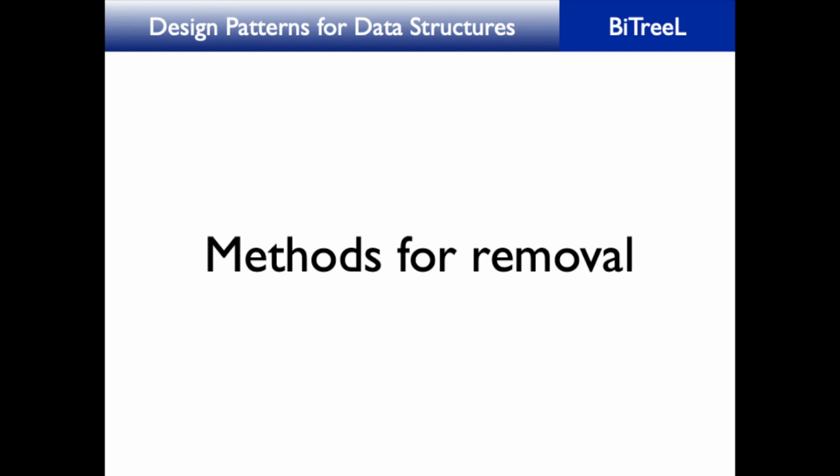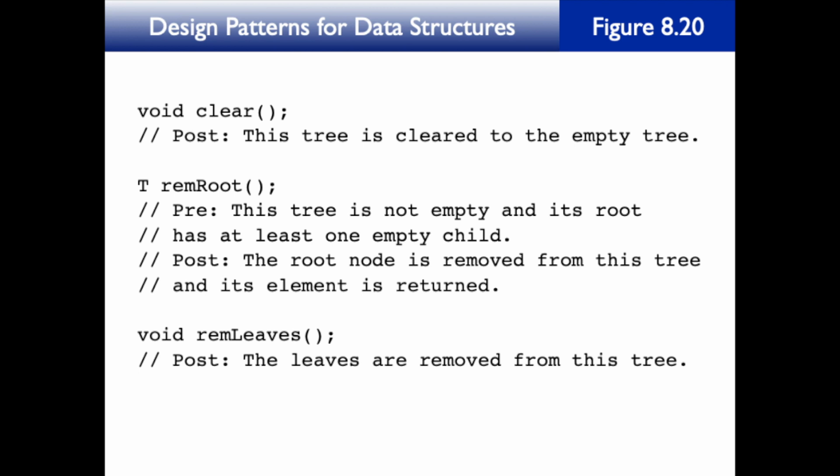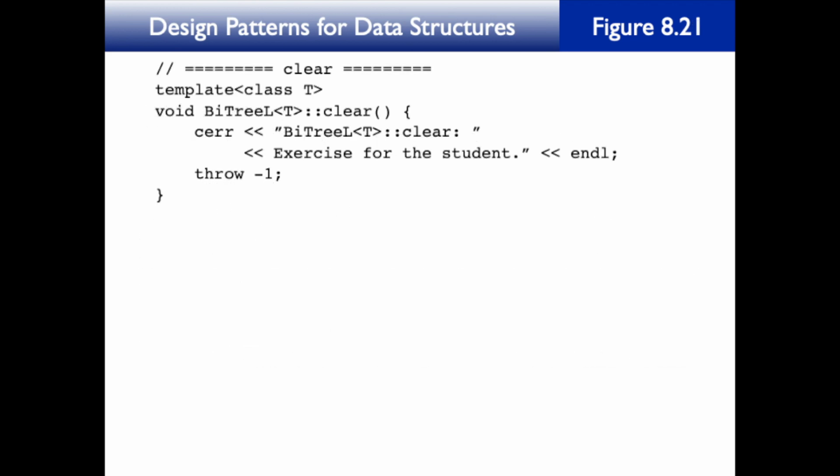We will conclude this recording with a screencast describing methods for removal. There are 3 methods for removal: clear, remroot, and remleaves. All 3 of these are exercises for the student. The post condition for clear is that this tree is cleared to the empty tree. This is actually a simple one-liner.